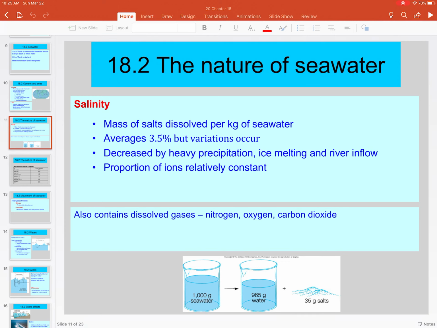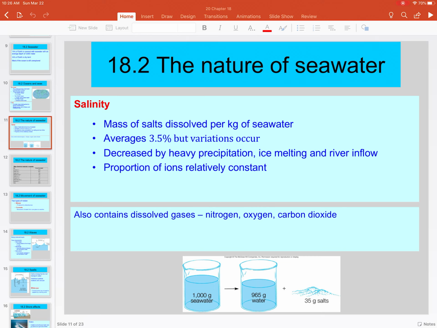So in areas like New Orleans, where the Mississippi River is merging with the Gulf of Mexico, the saltwater there actually is not as high in salts as it would be if you went further out away from that freshwater source. But the proportion of ions is relatively constant, meaning if I was to take a sample, I would have relatively the same proportion, ratio 1 to 1, 1 to 2 of ions, no matter what.